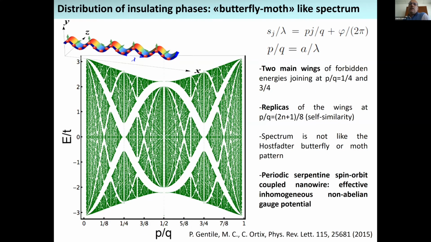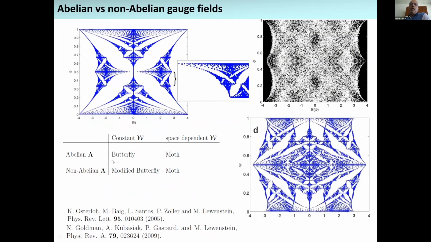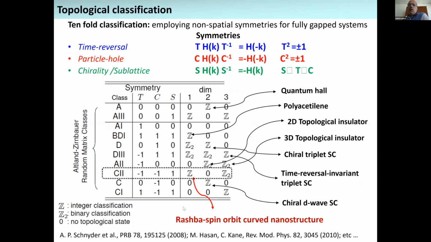And if you look at the distribution of the gap, like you would do in a charge potential which is periodic, you end up with a richer distribution. This is because the spin orbit coupling is a non-abelian potential. When you do this modulation, you are introducing an effective non-abelian potential, which is not uniform in space, and then you recover a sort of modified butterfly, like in another context. And I think that we predict a nice topological state in this periodic classification, in C2 plus. We can add another spot of quantum case where you can get this C2 topological state.